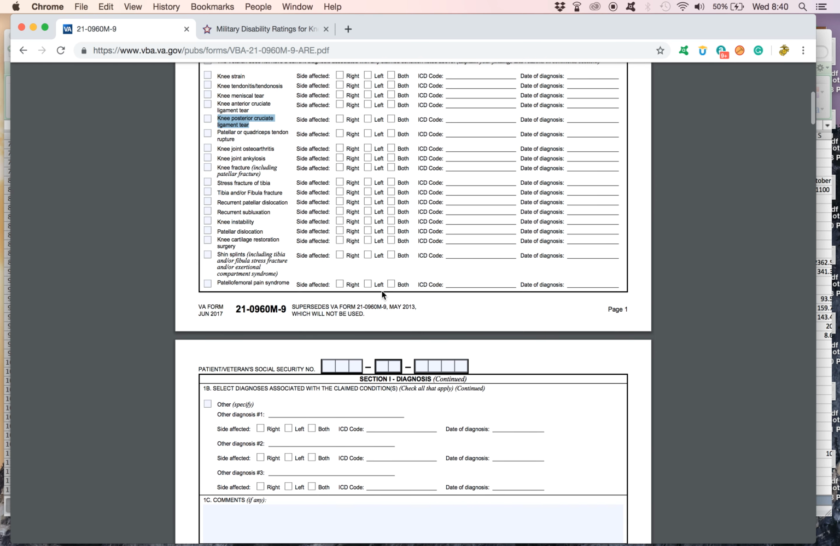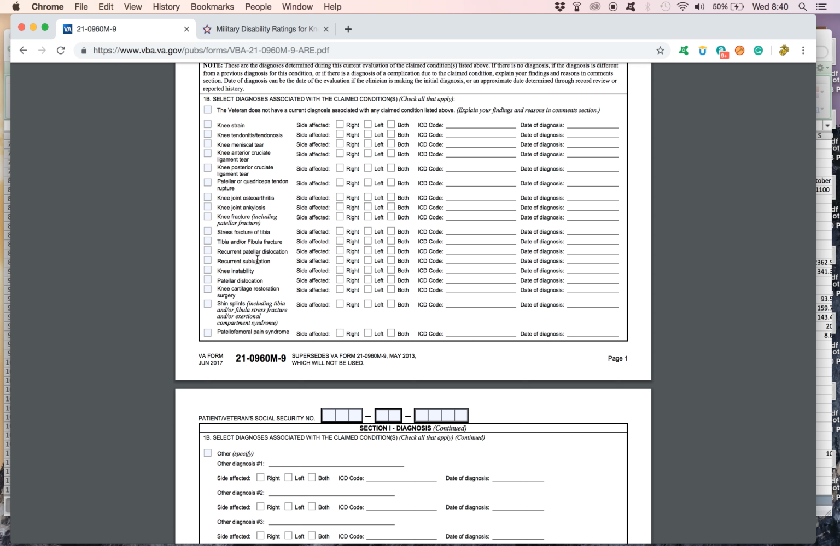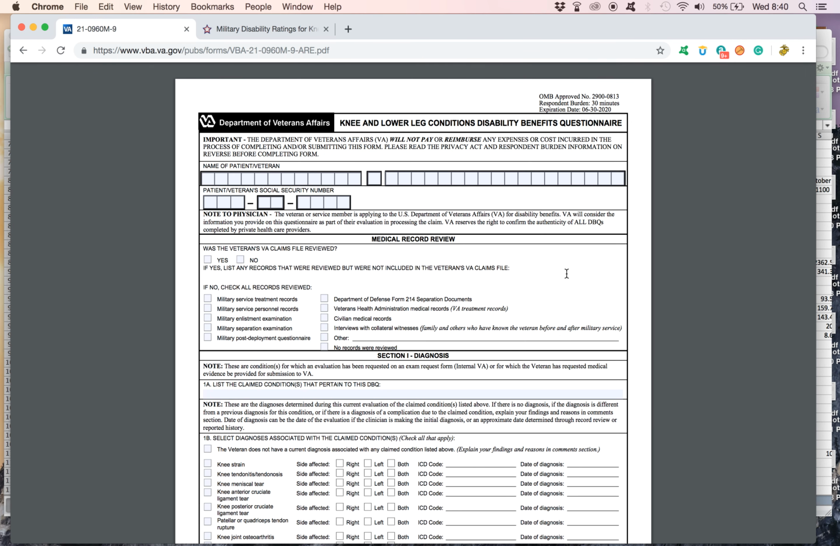Now, instability of the knee, this is where I wanted to show you that you get another rating, and depending on whether it's one knee or both of them, you have to give an ICD code and a date of diagnosis. So this is in this DBQ. These are things that you can go to your doctor and get filled out, and your doctor can perform these exams for you.